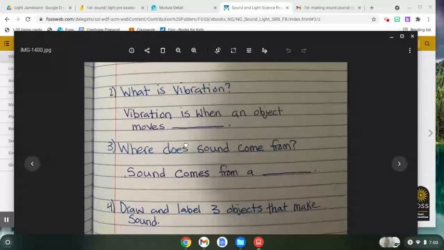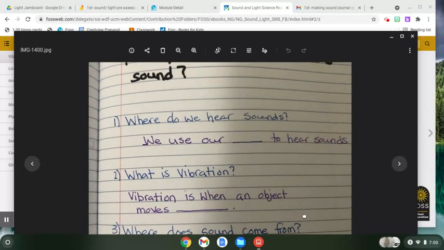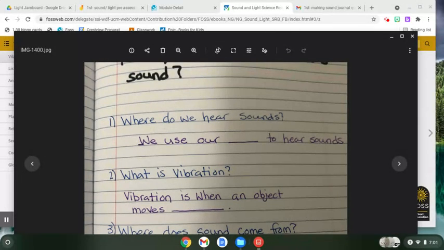So maybe I would think of a whistle. When I blow on it, a whistle makes a sound. So I would draw a whistle, and underneath that, I would write whistle. Okay, let's go back to these questions now. Hopefully you are done with writing this journal.